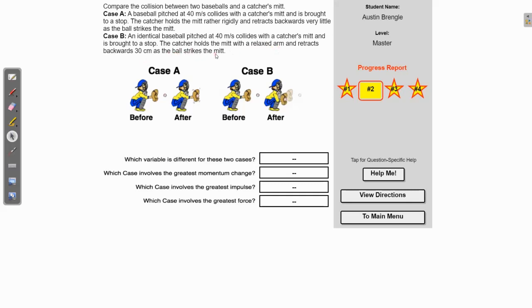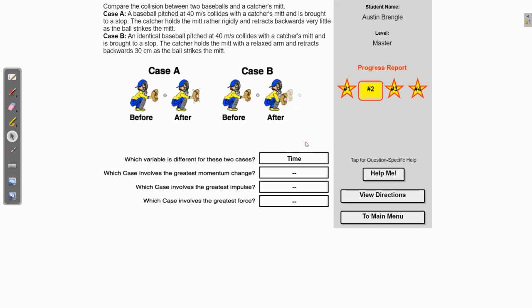strikes the mitt. So, when we're looking through what's different here, they don't have a different change in velocity, right? They both start at 40 meters per second. They both end at 0 meters per second. However, the collision time for the two is different. In case A, the ball is caught by the mitt and the mitt doesn't move at all, right? It just hits and stops. But in case B, the catcher moves the mitt backwards and essentially increases the time that the ball is impacting the mitt, right, before it stops moving.